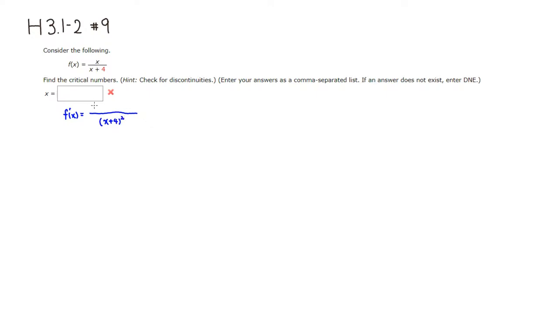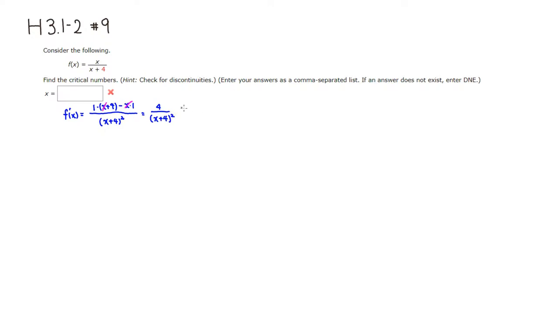And the derivative of x is 1 times the denominator, x plus 4, minus the numerator, x, times the derivative of the bottom, which is going to be 1. So we can cancel. There's an x here and minus x, they cancel out. So we're going to get 4 over x plus 4 squared.